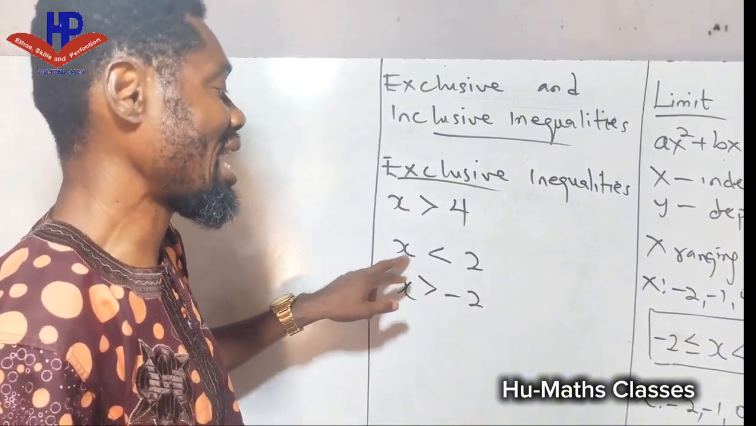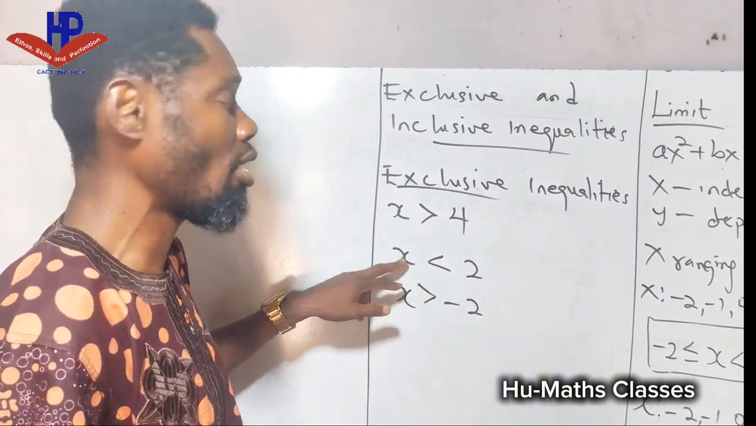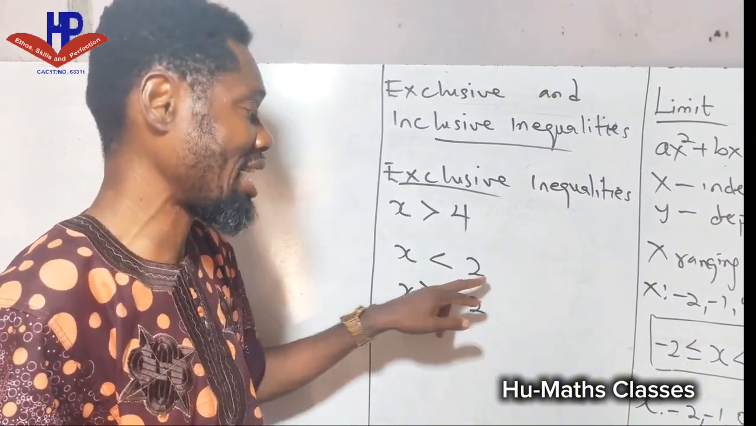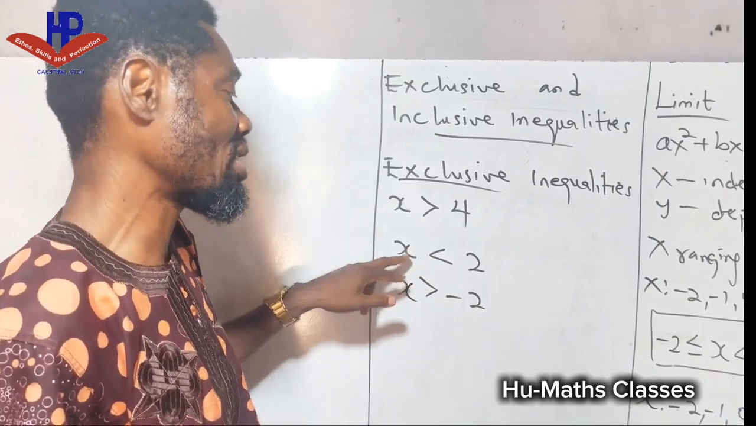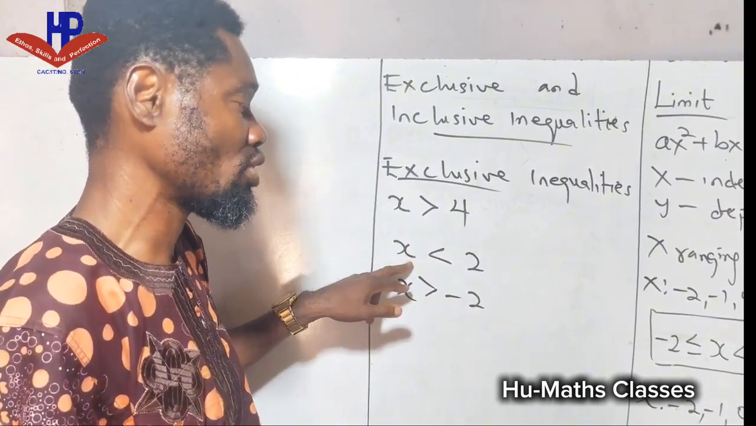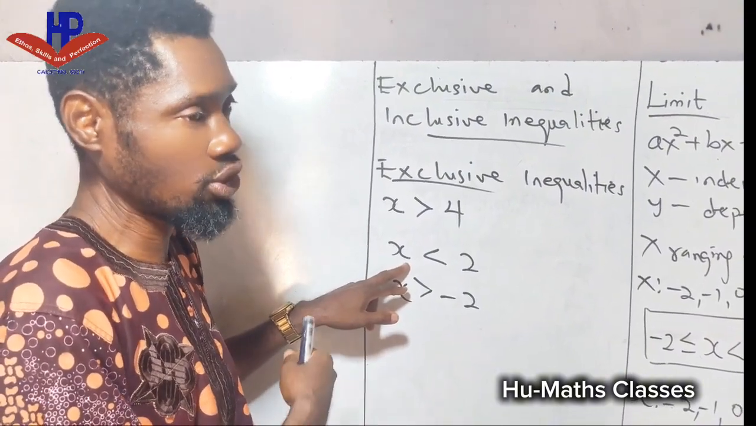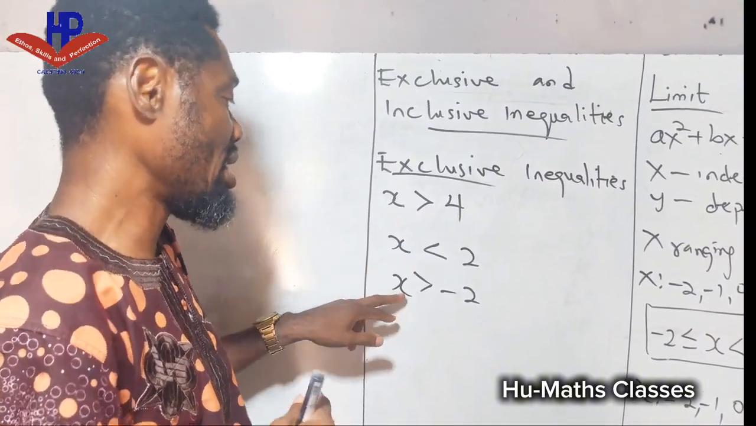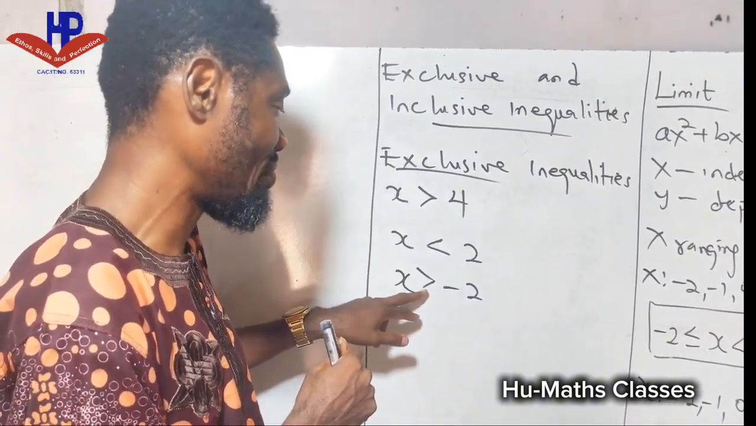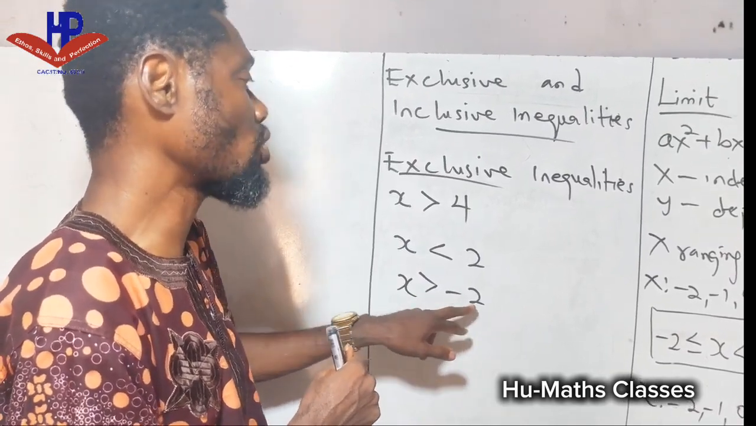Now, x is less than 2. This implies that 2 is not a member of x. That is why x is less than 2. So the numbers or the elements of x in this case should be numbers like 1, 0, minus 1, minus 2, that way.